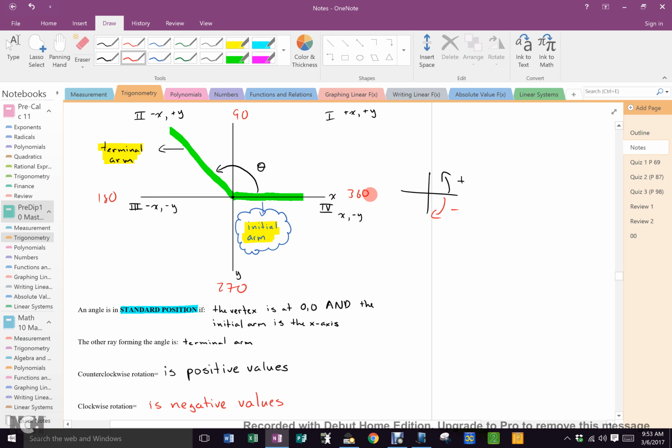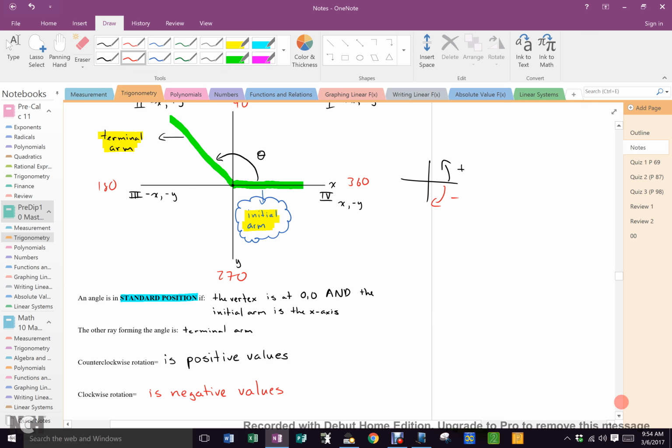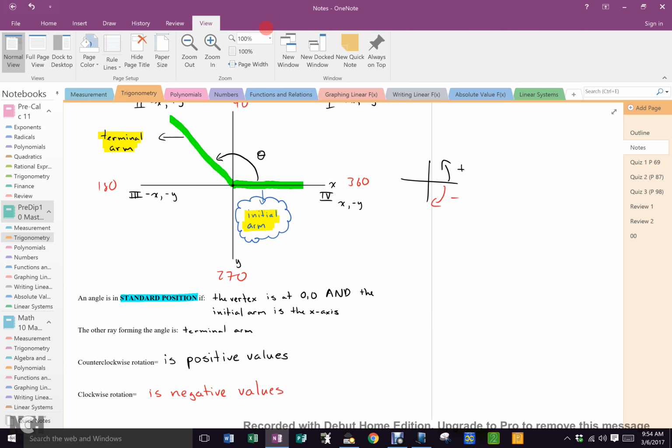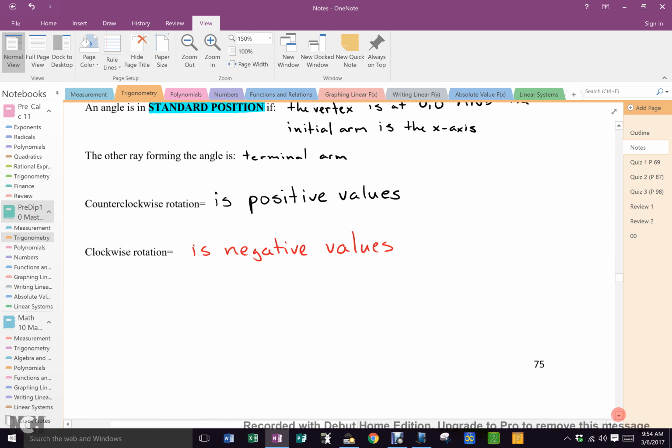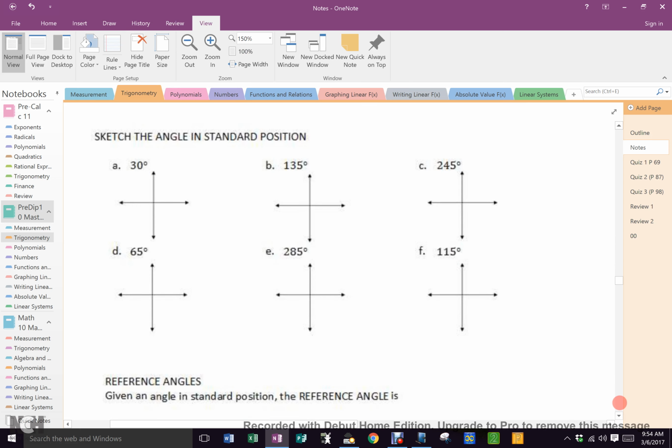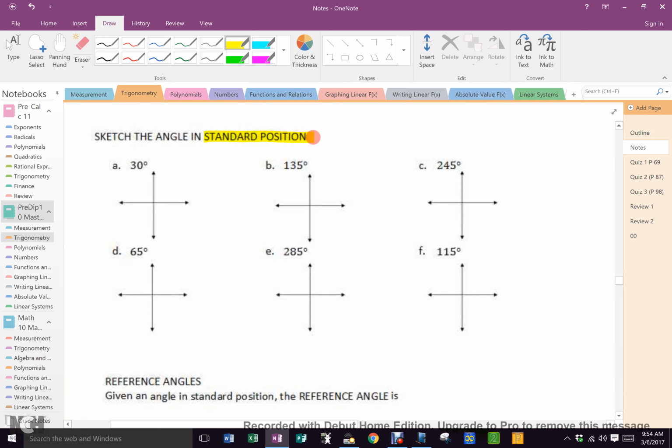Cool? Now, your page should have ended right there. Yes? It did for everyone, right? Okay. Turn the page over. And it's pretty obvious what you need to do now. But I'm going to do the first one with you. Sketch the angle in standard position. What do we know about standard position? Where does the first part of the angle have to be? On the x-axis. So they're all going to be along here, aren't they?